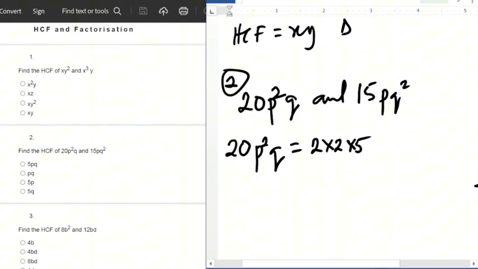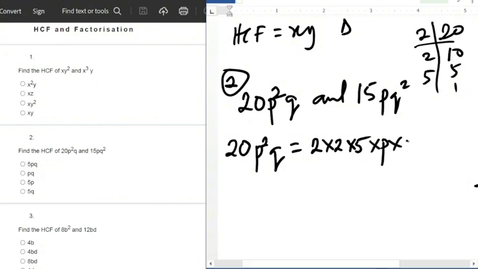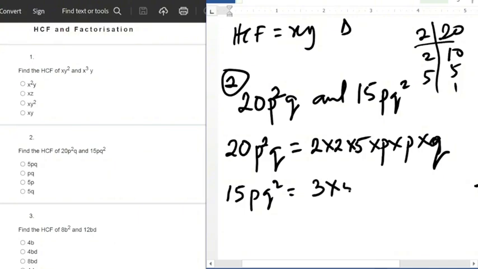So 20 here is 2 times 2 times 5. How do I get that? It's through this. 20, what can go? 2 can go, that is 10. 2 can go, 5. 5 can go. So that is 2 times 2 times 5, times p squared is p times p, and q is q. Then the next one is 15pq squared. So 15 will be 3 multiplied by 5, times p times q times q.